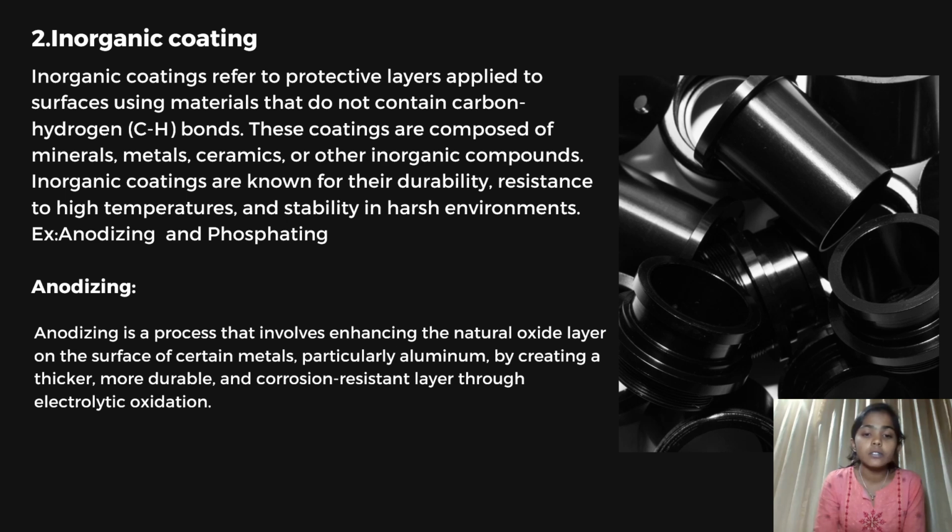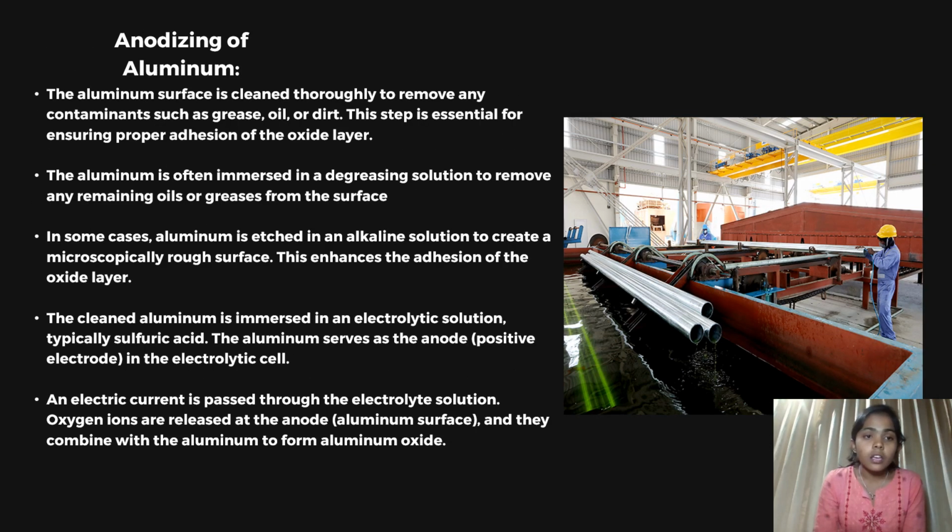Anodizing is a process that involves enhancing the natural oxide layer on the surface of certain metals, particularly aluminium, creating a thicker, more durable and corrosion resistant layer through electrolytic oxidation. Anodizing of aluminium. The aluminium surface is cleaned thoroughly to remove any contaminants such as grease, oil, or dirt. This step is essential for ensuring proper adhesion of the oxide layer. The aluminium is often immersed in a degreasing solution to remove any remaining oils or greases from the surface.